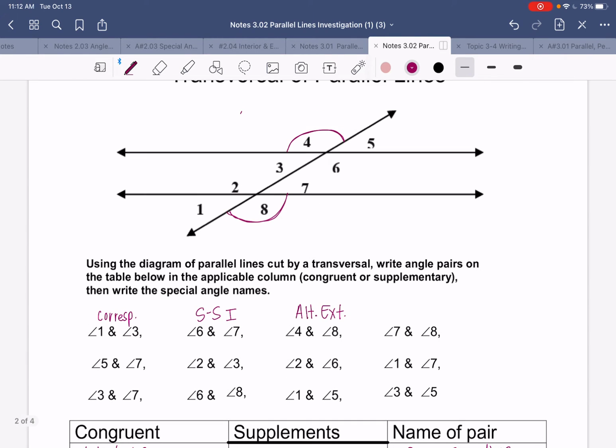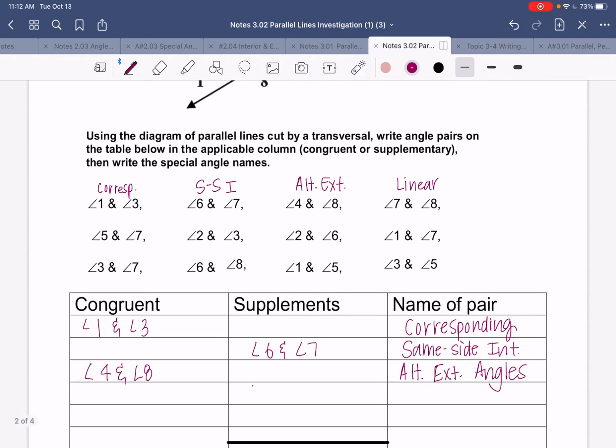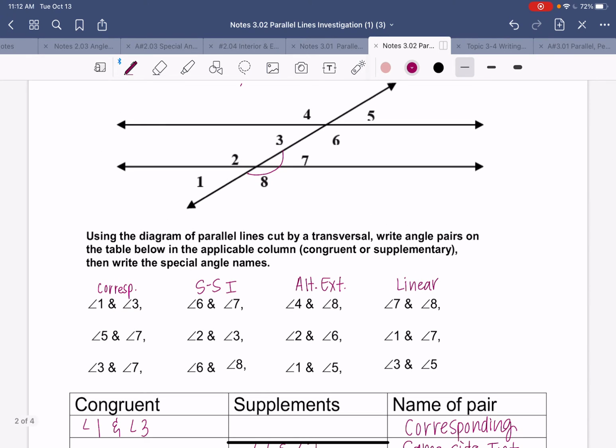All right, angle 7 and 8. Oof, this is going to be an old one. So it's angle 7 and angle 8. Well, this is a pair that we have already learned in the past. This is a linear pair. So this linear pair automatically already tells us that it is a supplement. You have to think of all the pairs that we know.